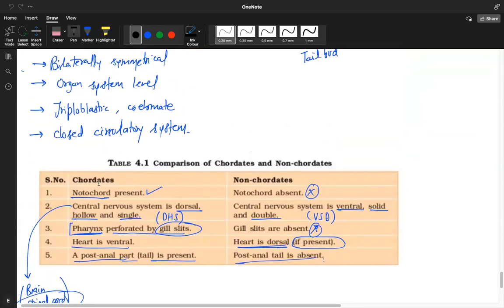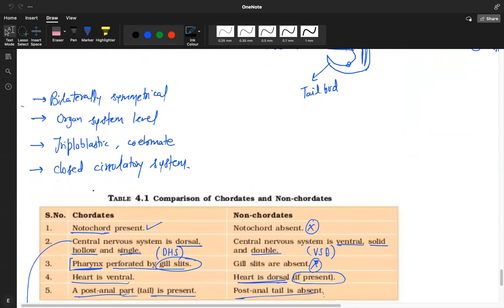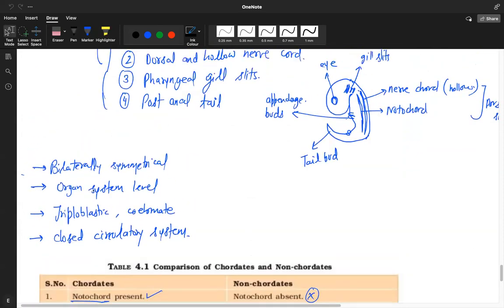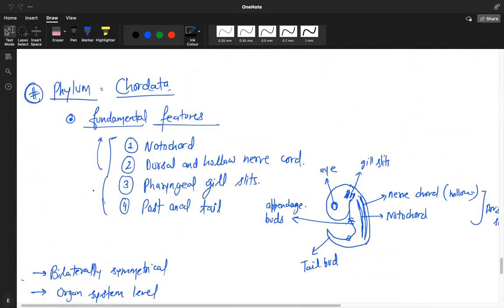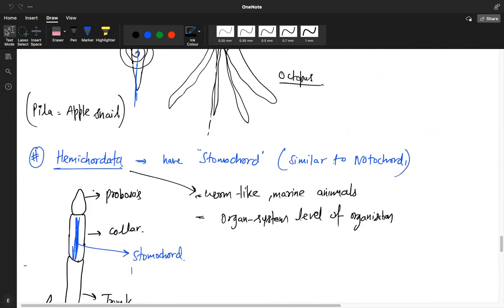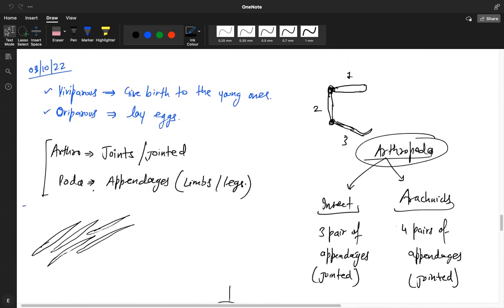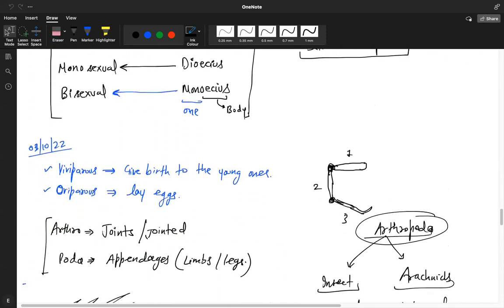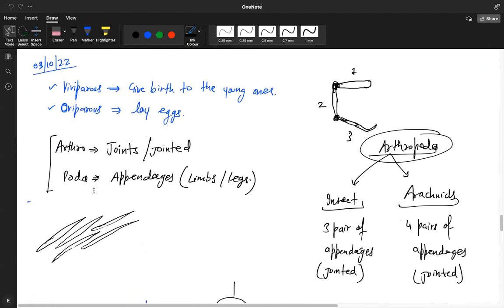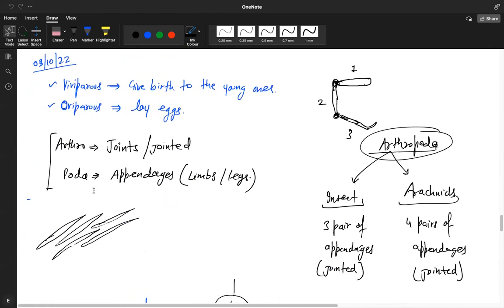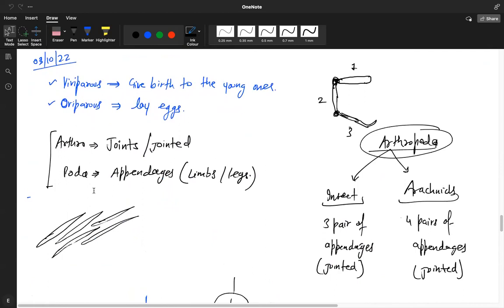So we discussed in the last class the difference between chordates and non-chordates, and I told you that there are 4 characteristic fundamental features that every chordate will have either in the embryonic stage or in the adult stage. I will ask Iram to just summarize it for Aisha, because Aisha was not present in the last class. We started with oviparous and viviparous, a doubt which I think Iram only asked, if I'm not wrong.